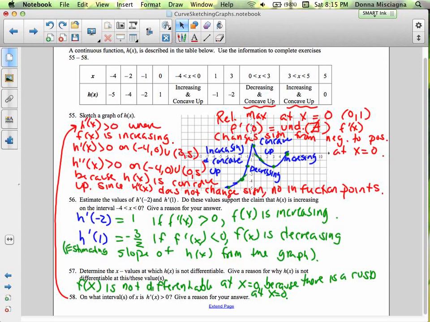All right, so here is just interpreting from the graph. You should be able to interpret increasing and decreasing if I give you the derivative. You should be able to determine concave up, concave down if I give you the second derivative. And you should be able to interpret where the first derivative and the second derivative are positive or negative based on the graph.